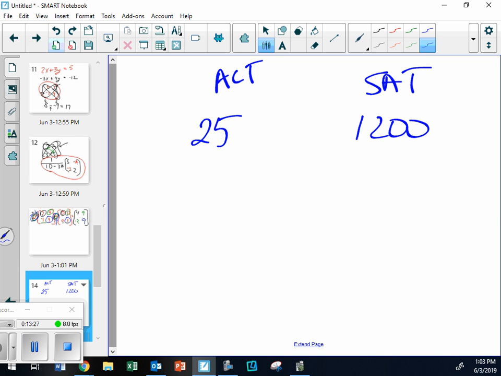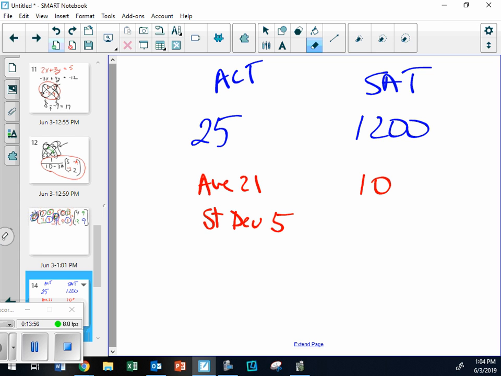Would really help if you knew the average and the what? Standard deviation. Okay, I will tell you what we're going to use, and these are not perfect, but they're close: an average of 21 on the ACT, and the standard deviation would round to 5. Over here on the SAT score, the average score is a 1060. Would you agree they're both above average? Yeah. So it's kind of hard to compare them.